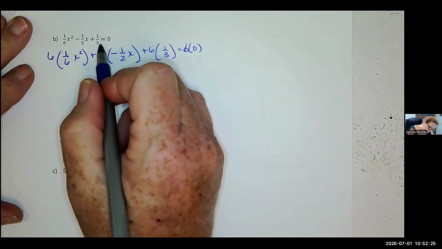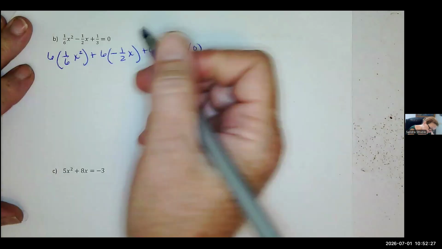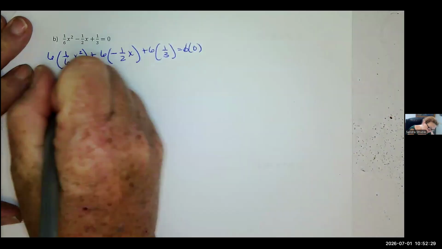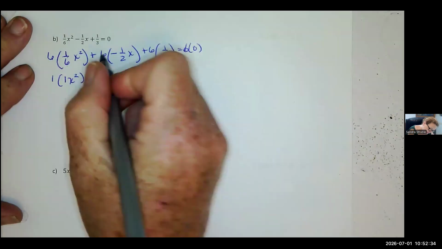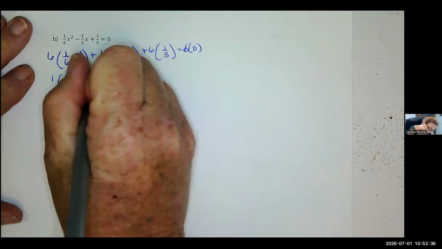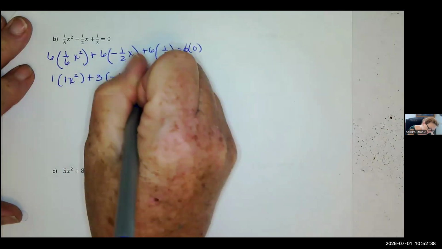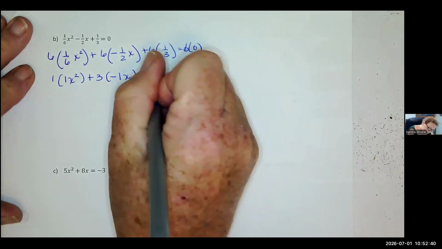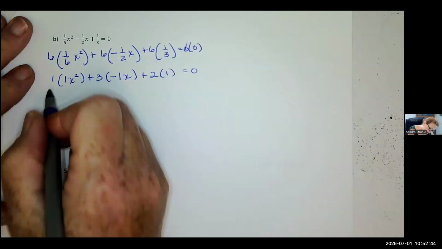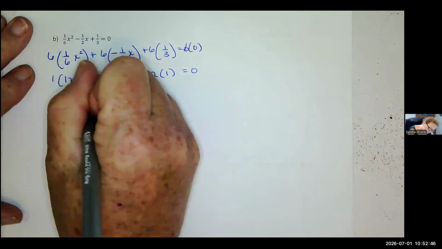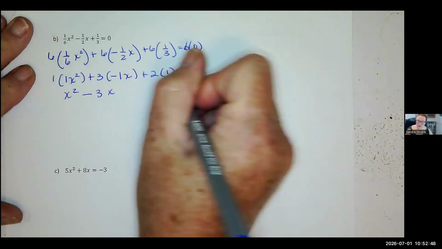So 6 divided by 6 is 1. I'm not skipping steps. 6 divided by 2 is 3. 6 divided by 3 is 2. And 6 times 0 is 0. All right, let's multiply these. X squared minus 3x plus 2 equals 0. Now we can use our quadratic formula.